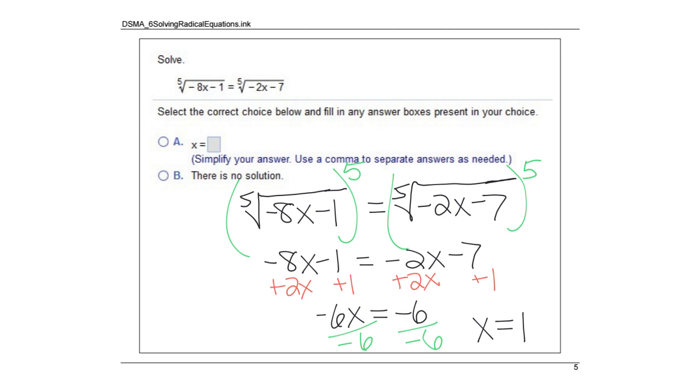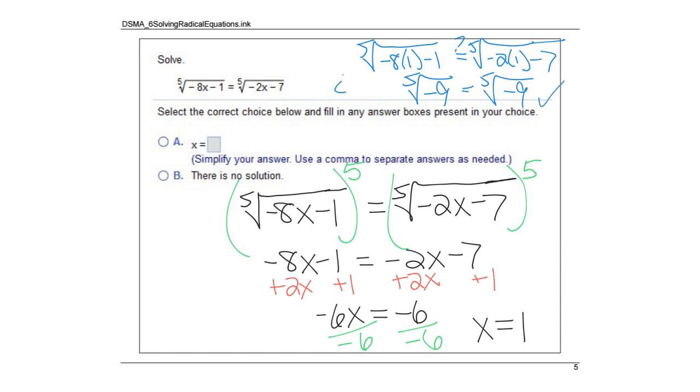Now, I'm not going to completely check my work, but I am going to just eyeball real quick what it would look like under the radical. So under the radical, I would have negative 8 times 1 minus 1 on that side. And on this side, I would have negative 2 times 1 minus 7. So on both sides, I would have negative 9. So I'd be good to go. This would not be a pretty number. It would be an awful decimal, but at least it would be the same on both sides, right? So we're going to check there. All right, so we are good to go. Our answer is 1.